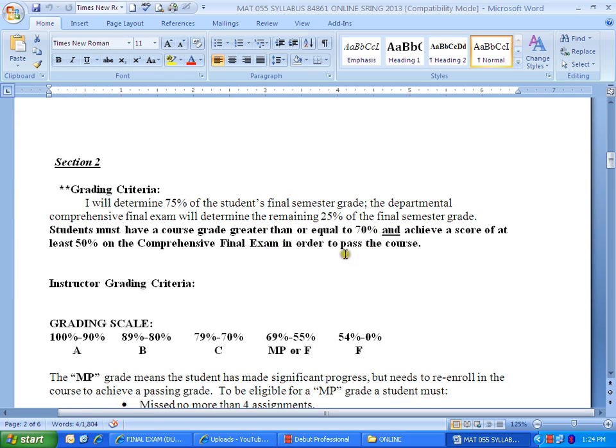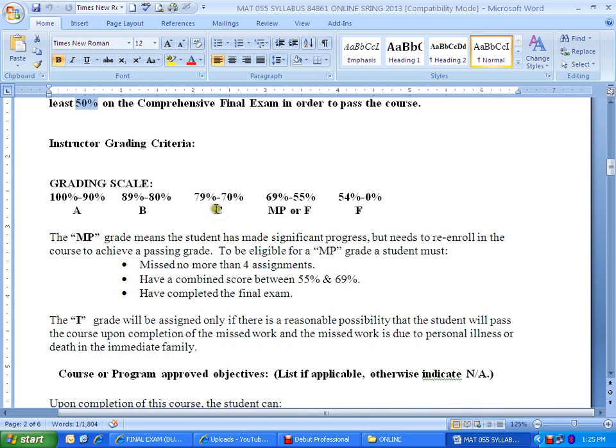Grading criteria, the way you pass this class is that once you take the final exam, you must have made at least a 50% in the final exam, and you must have at least a 70% average in the class once the final exam grade is included in it. So in other words, you better be doing your own work. Otherwise, you will not make the 50%. It's a proctored final exam. Just keep that in mind. This is the grading scale that I'll be following.